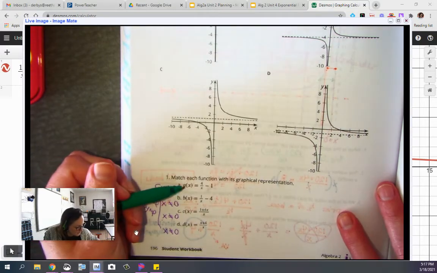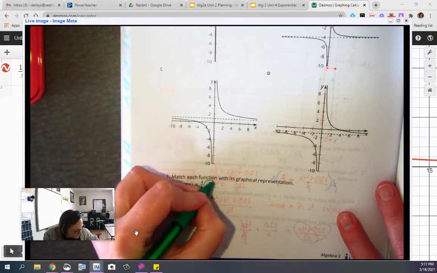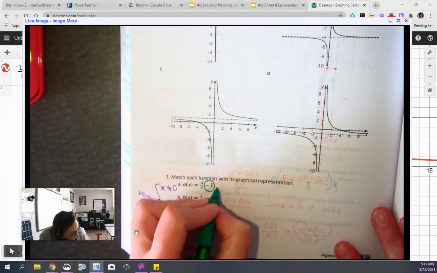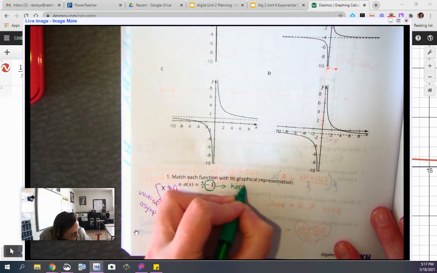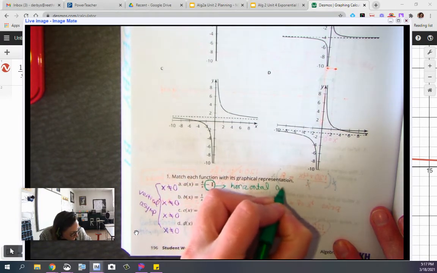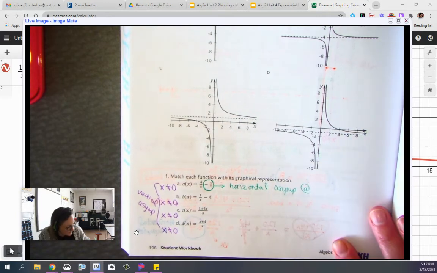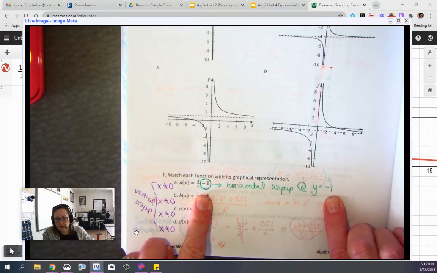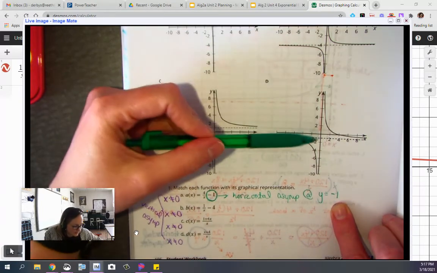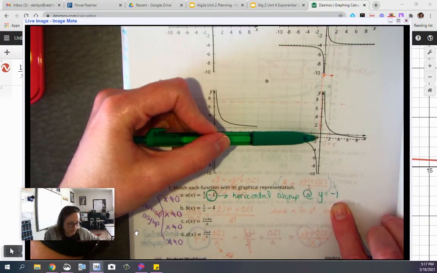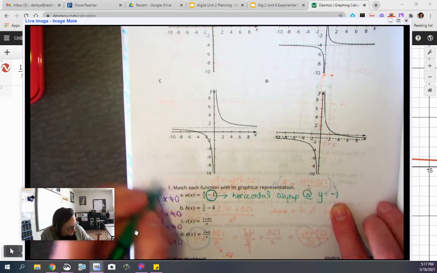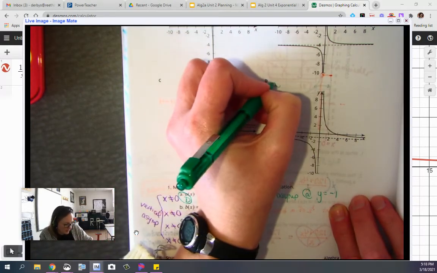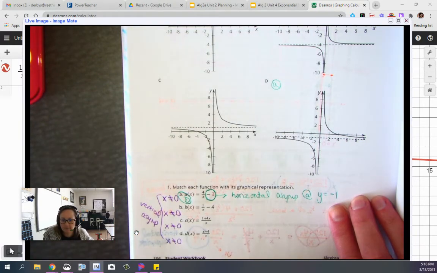So we said that if there's a number outside the fraction, whatever that is, is our horizontal asymptote. So I'm looking for a horizontal asymptote at y equals -1. It's a -1 sign, so I'm looking for a -1. And when I look at that, it is happening right above it here in graph D. So part A is going to match graph D. And so I'm going to be like, all right, A is that graph.